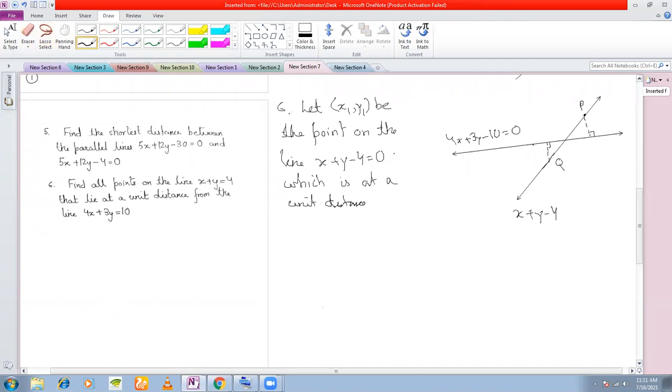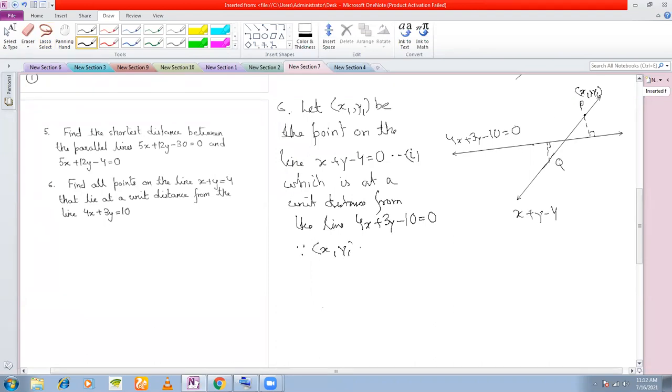Distance, let us call this 1, from the line 4x plus 3y minus 10 is equal to 0. Okay. So let's find out the distance first. Otherwise, what you can do is, let us take this point as x1, y1. To start with, you can say x1, y1 lies on the line. So it must satisfy the equation of the line.